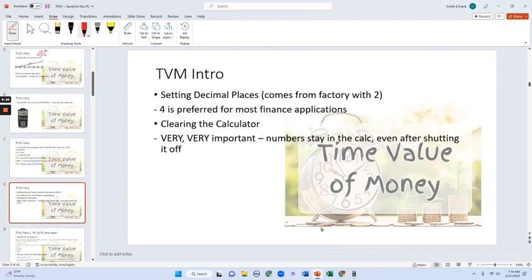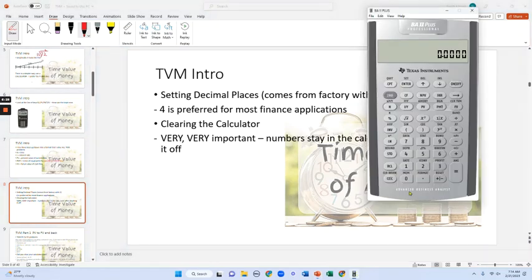Setting the decimal places on your calculator. That's something we didn't show you how to do. Normally, if I clear this out, when it comes from the factory, you will have a number of decimal places equal to 2. And you see it looks like this when you get it from the factory. It has 2 decimal places.